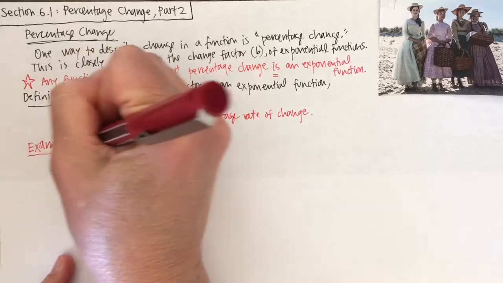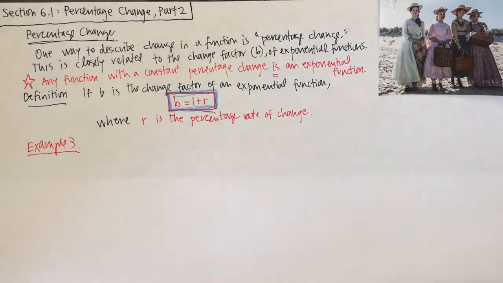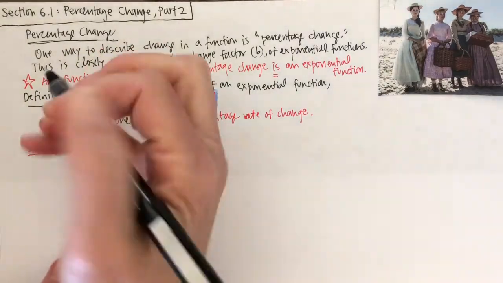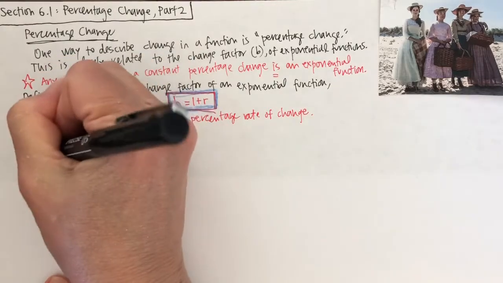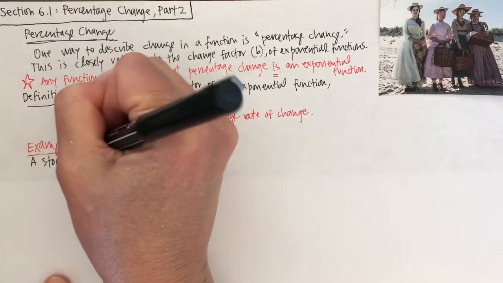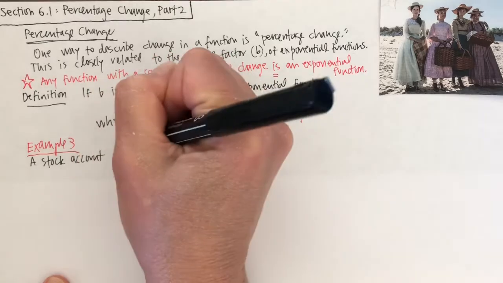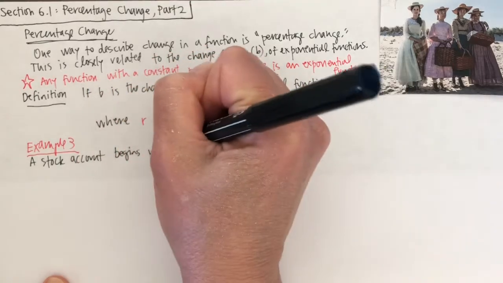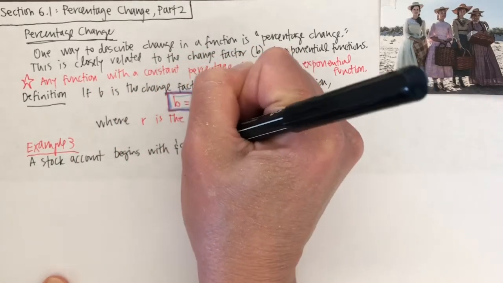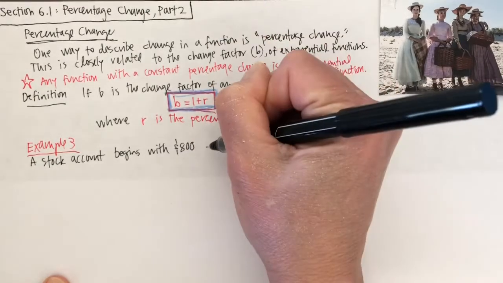So example, and this is our 3rd example in this video, even though I didn't list 1 and 2. A stock account begins with $800 and grows at 7% a year.